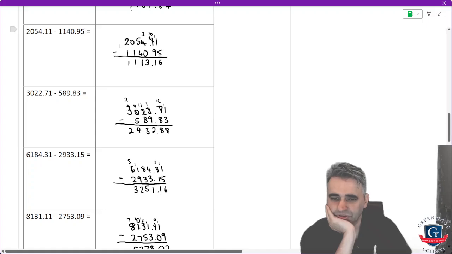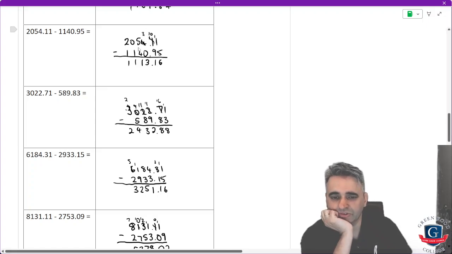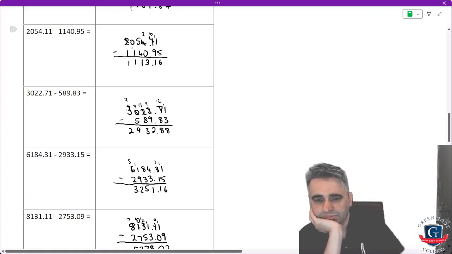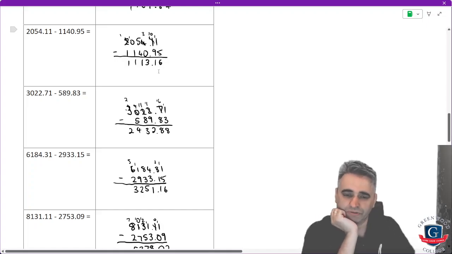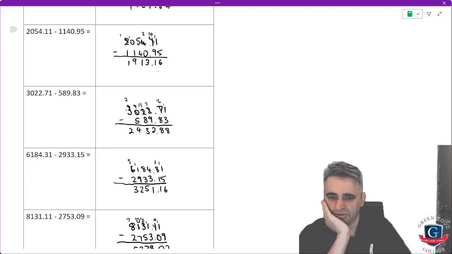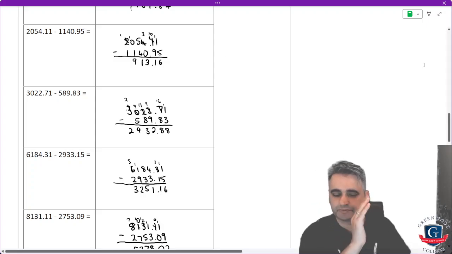2054.11 take 1140.95. 5 you can't take away 5 from 1. Borrow, that becomes 0, that becomes 1. 5 from 11 is 6. 9 from 0 you can't. Borrow from the 4, make that 3, make this 10. 9 from 10 is 1. 0 from 3 is 3. 4 from 5 is 1. 1 from 0 you can't. Borrow from the 2. I haven't written it, but I've done it. 1 from 10 is in fact 9. 1 take 1 is 0. There we go.